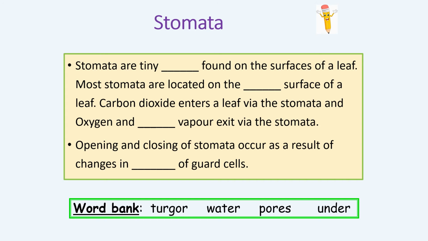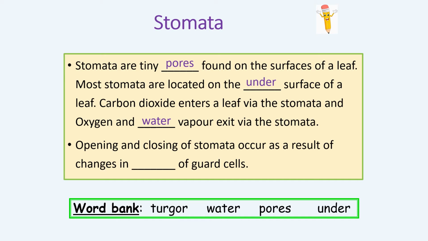Now let's look at how stomata and guard cells work. So pause the video and try to use the word bank below to fill out the blanks in the text box. So stomata are tiny pores found on the surface of a leaf. Most stomata are located on the undersurface of the leaf. That's because it offers them protection so they don't end up having too much transpiration or being exposed to too much wind. Carbon dioxide enters a leaf via the stomata, and oxygen and water vapor exit via the stomata.